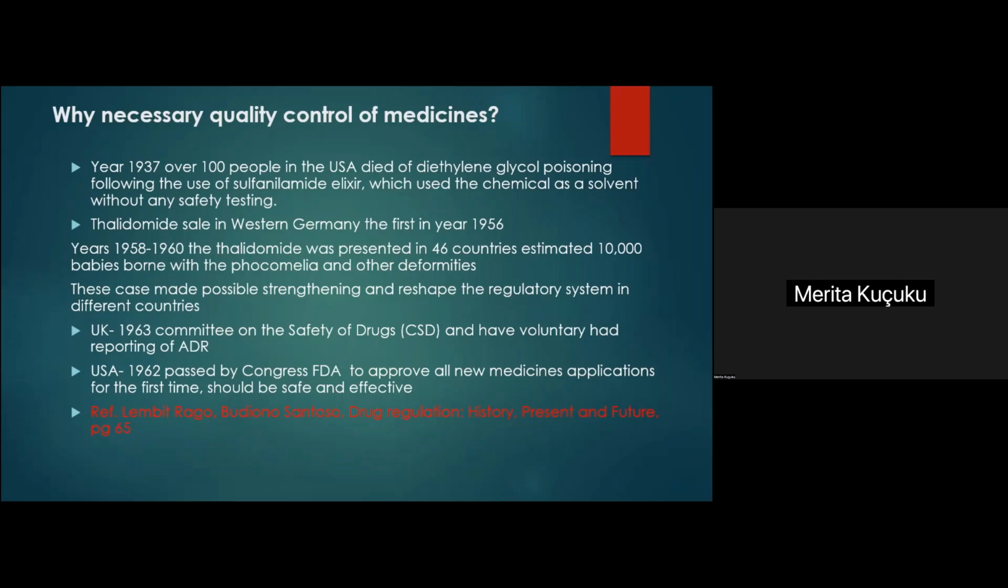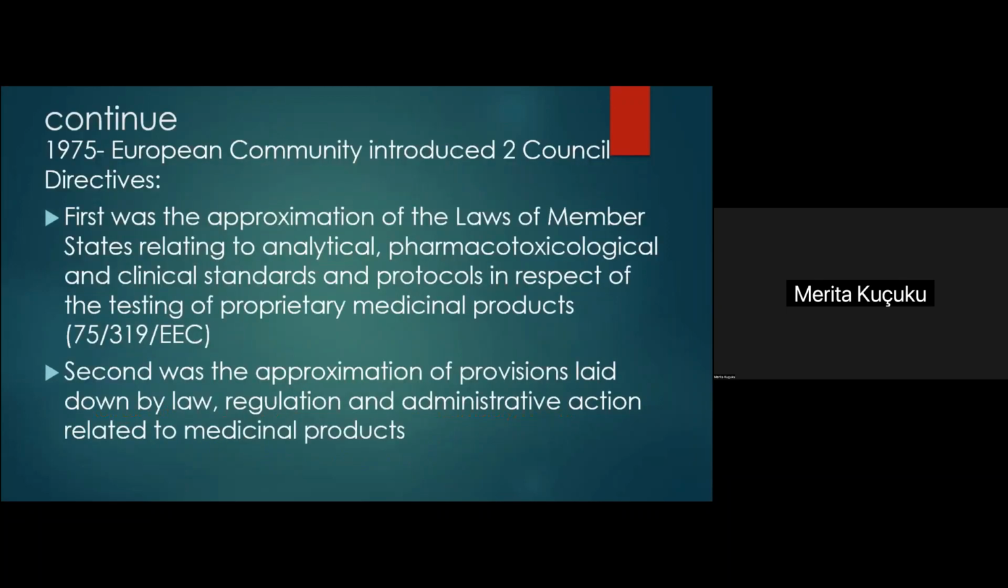After these stories, the UK in 1963 established a Committee on the Safety of Drugs and introduced voluntary reporting of adverse drug reactions. In the USA in 1962, Congress passed a law requiring the Food and Drug Administration to approve all new medicine applications for the first time, and all medicines for use by the population should be safe and effective.